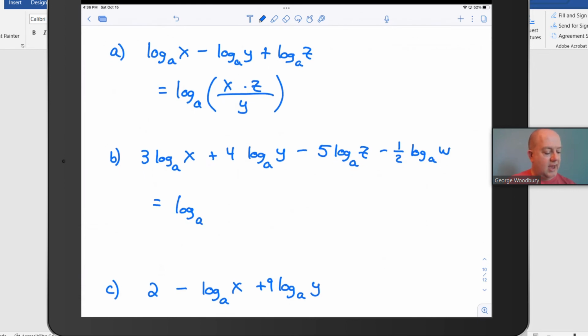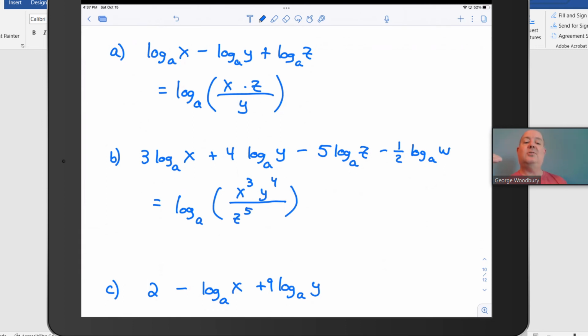Log base A. I take a quick glance and I see some positive, some negative, so I know I'm going to have a fraction. And now I just start placing them in the right spot. So x was in a positive logarithm. Its exponent is going to be 3, and it's going to be in the numerator because it was positive. The same for y. We're going to have y to the fourth in the numerator. For z, because it's a negative factor of 5, that's going in the denominator. That's z to the fifth.